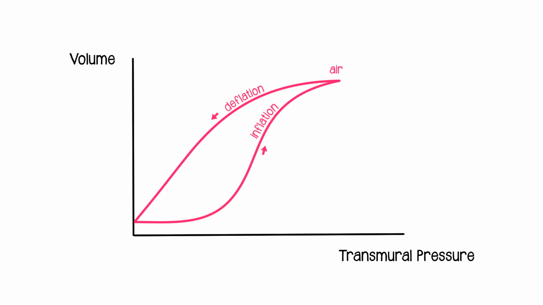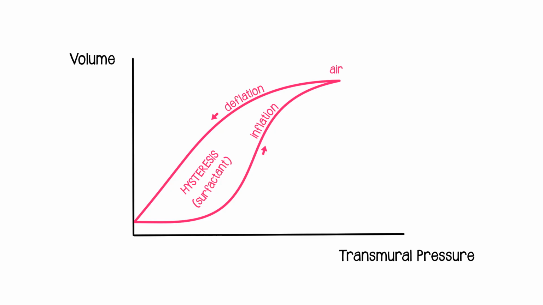Now, the inflation curve and the deflation curve don't coincide. That's referred to as hysteresis. Hysteresis is a general scientific term which refers to the non-coincidence of associated phenomena. And in this case, inflation and deflation, you would imagine, would be associated. But for some reason, the curves actually differ. Now, it turns out that that hysteresis is due to the effect of surfactant, which we'll look at in more detail in just a little while.